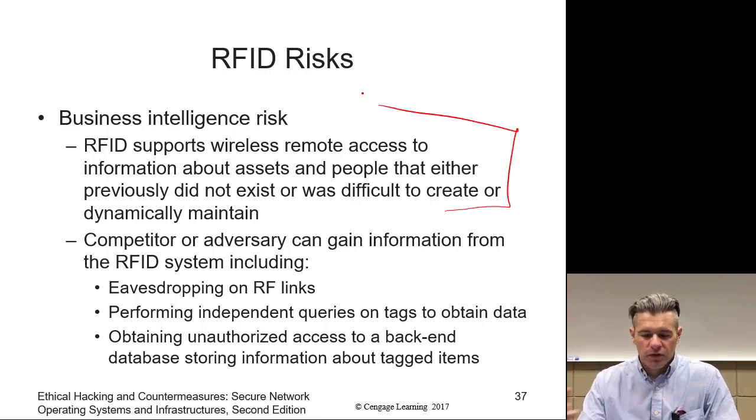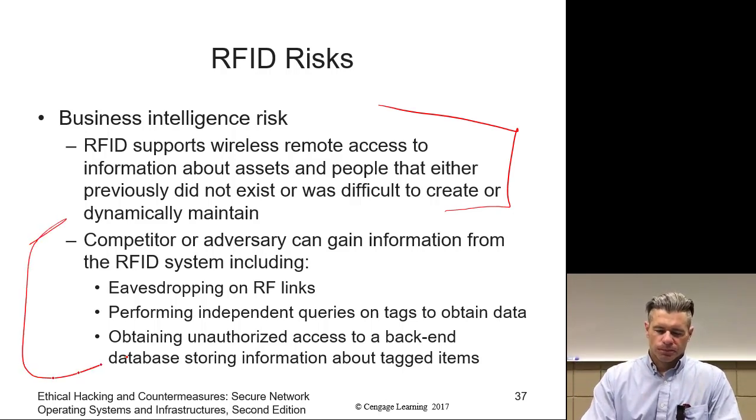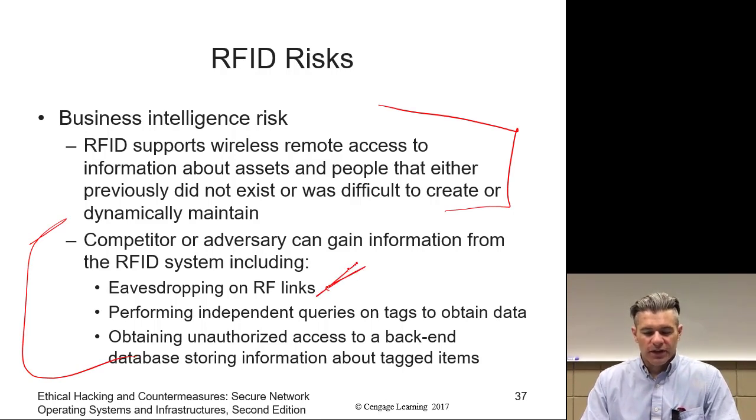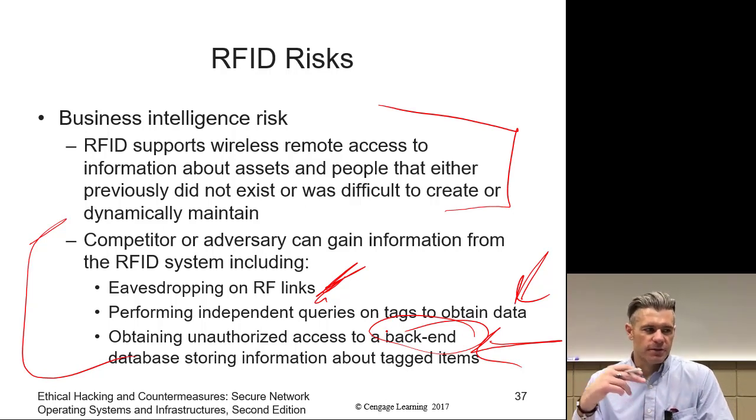Since they're wireless, since they're recording information about assets, it's difficult to keep track of. So you run the risk of exposing information about your business. It is easy to sit and listen in to the RF links, since it's radio frequencies just broadcast everywhere. You can potentially query tags without people knowing it, and potentially that can lead you to the back-end database systems that know things about this by sort of following the trail.